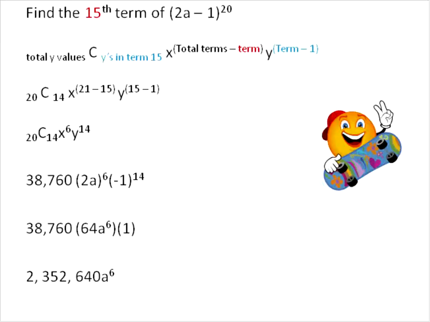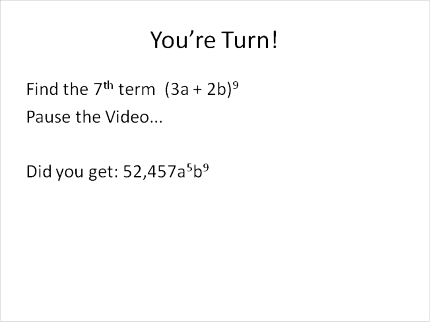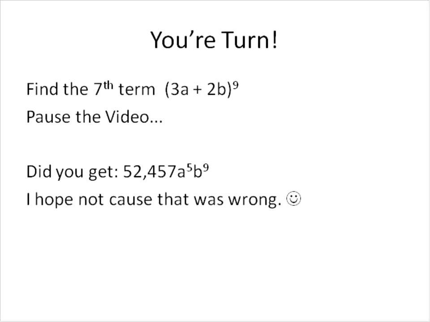Now, what I'd like you to do is try and practice with this. Follow the same rules that we did and find the 7th term of 3a plus 2b raised to the power of 9. You can go ahead and pause the video and solve for that term. Did you get 52,457 a to the power of 5 and b to the power of 9? I hope you didn't, because that's actually wrong. Okay, time to really pause the video. Pause the video, solve for this number, and let me know what you got.